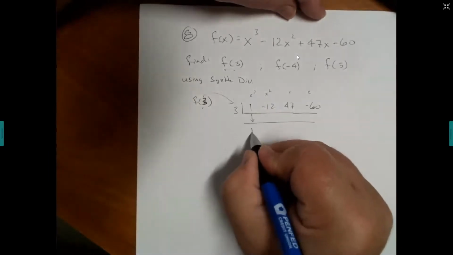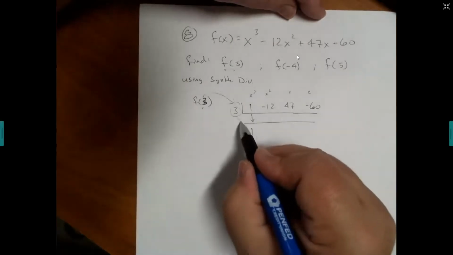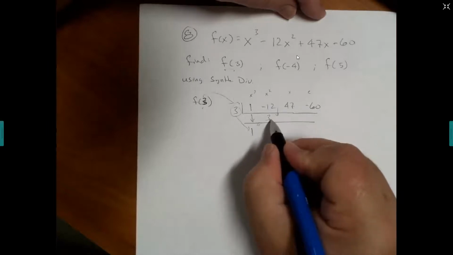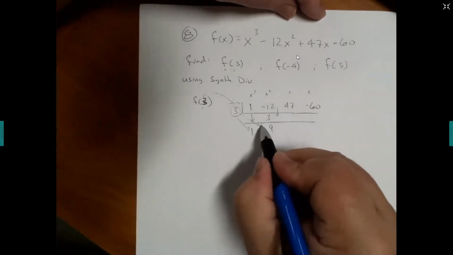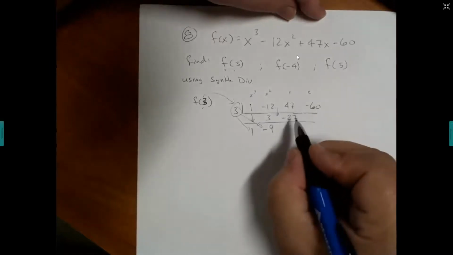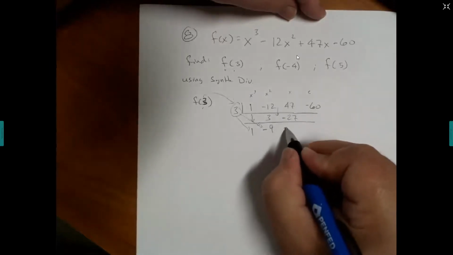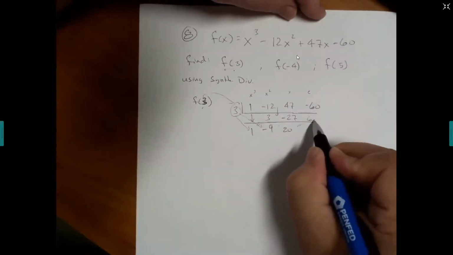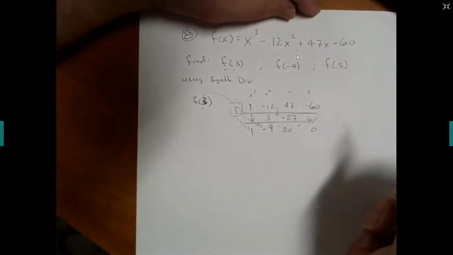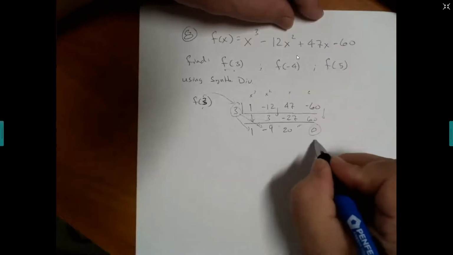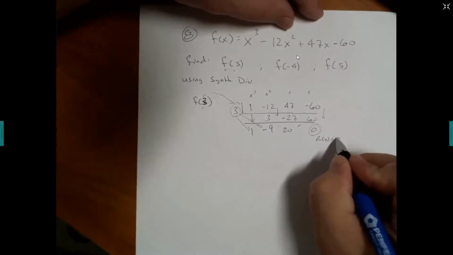Bring down your first term, multiply, and add. -12 plus 3, or -12 minus 3, is 9. 3 times -9 is -27. 47 minus 27 is 20. 3 times 20 is 60. And add, the answer is 0. So your remainder is 0.